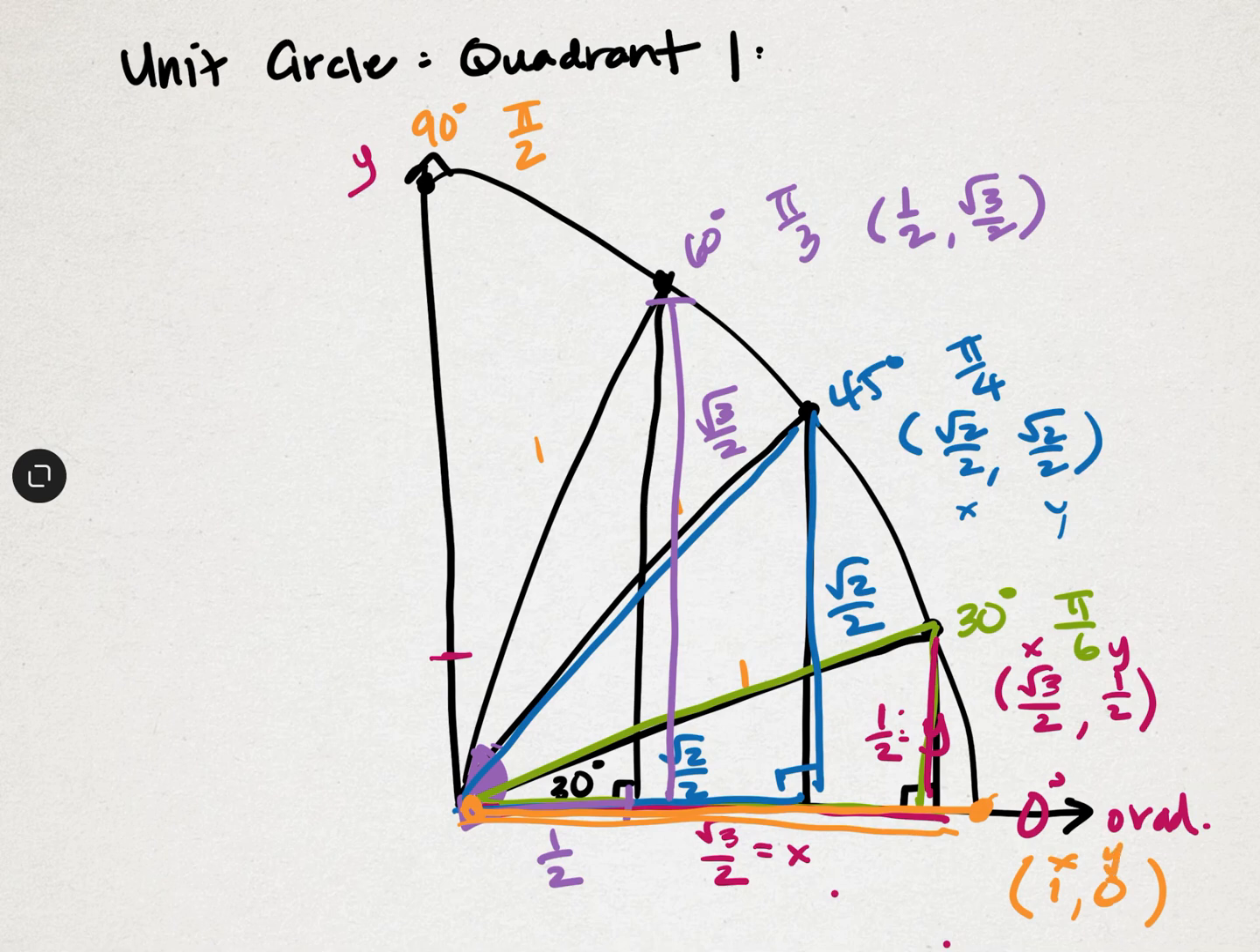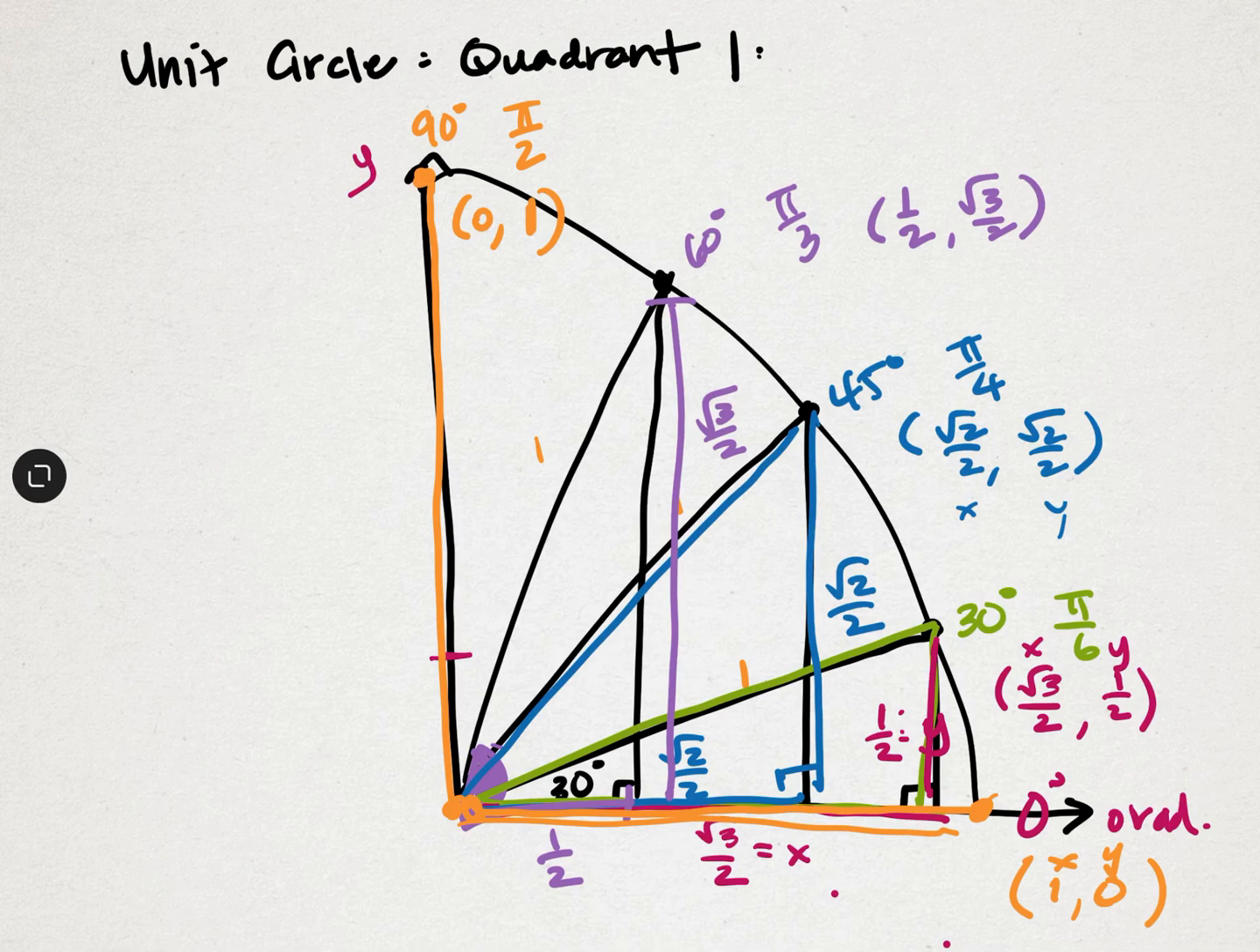Now let's use the same thinking to do our 90 degrees, or pi over 2 radians. This time, it's not going left or right, so we don't have an x. This would be 0 for our x. But our y is going to go from the origin all the way to the circumference of our circle, so that's the same thing as a radius. That's a 1.